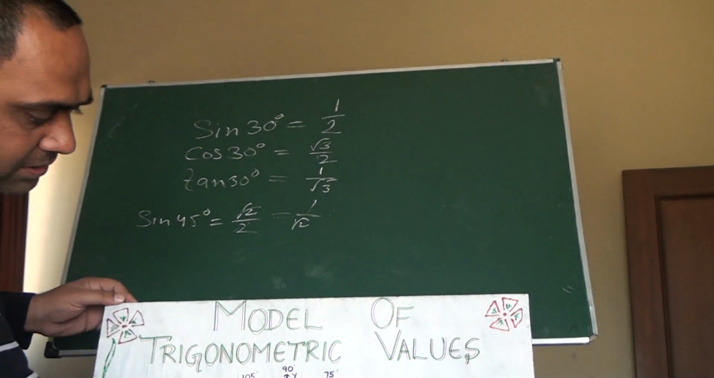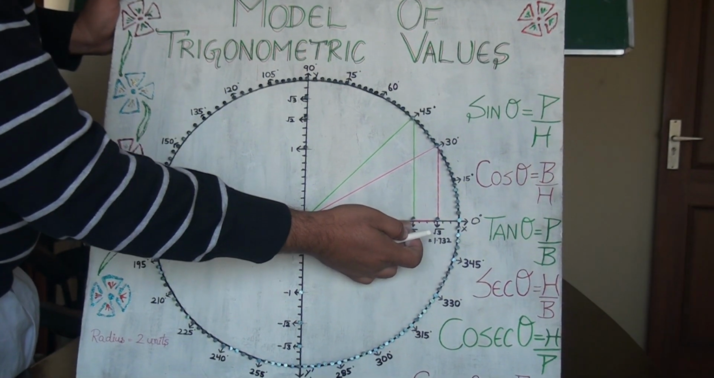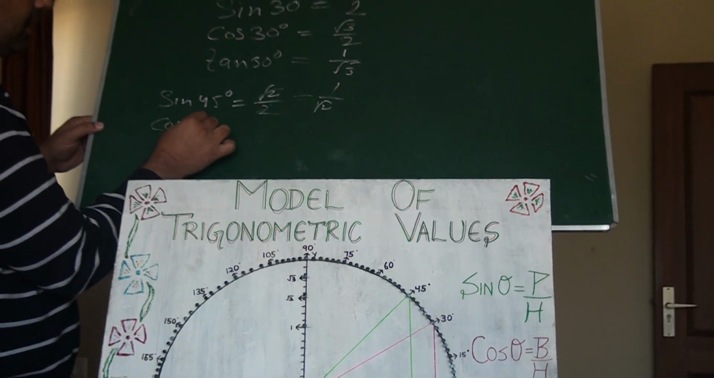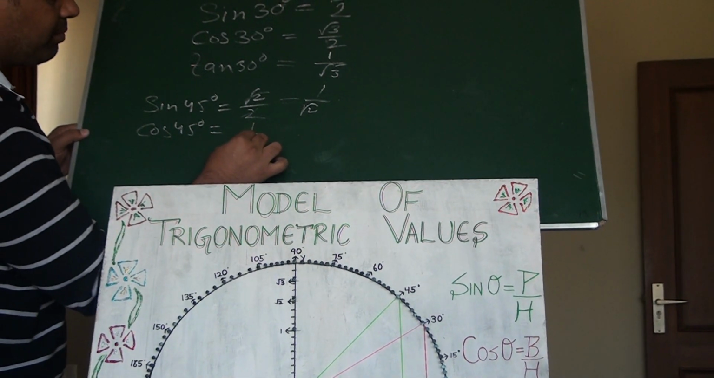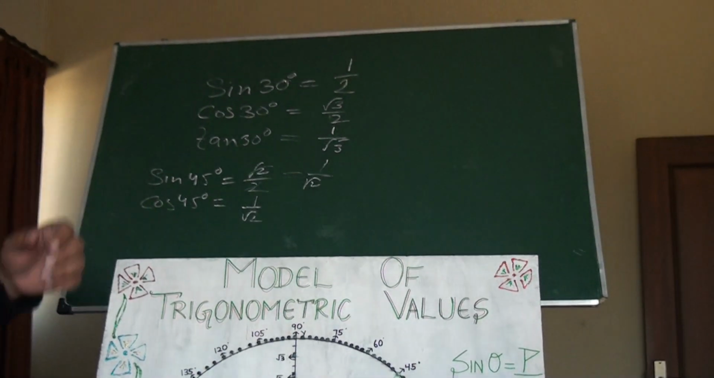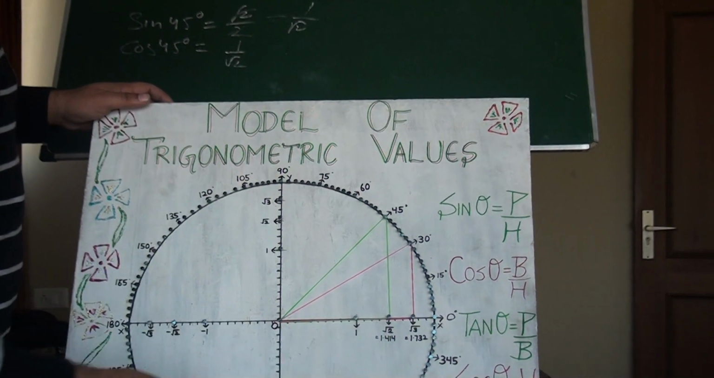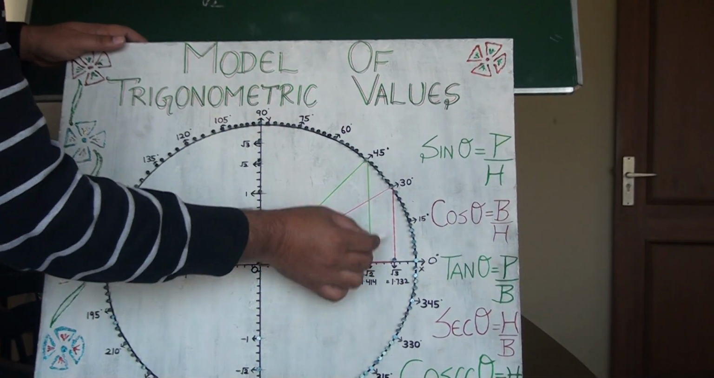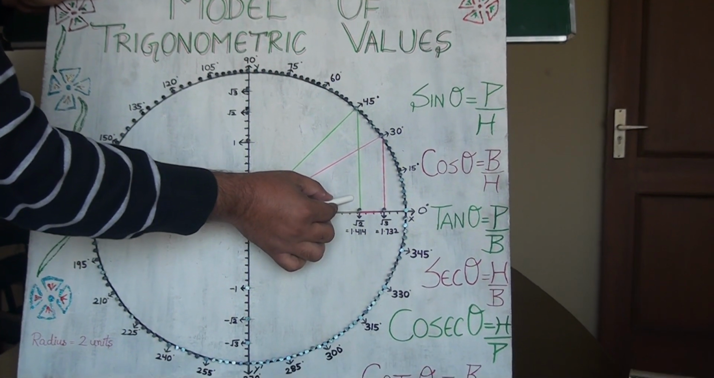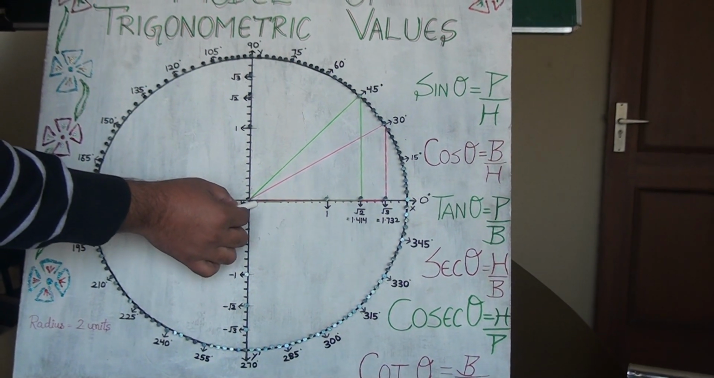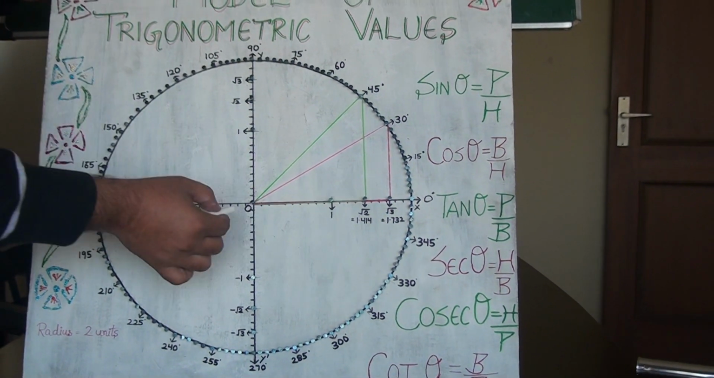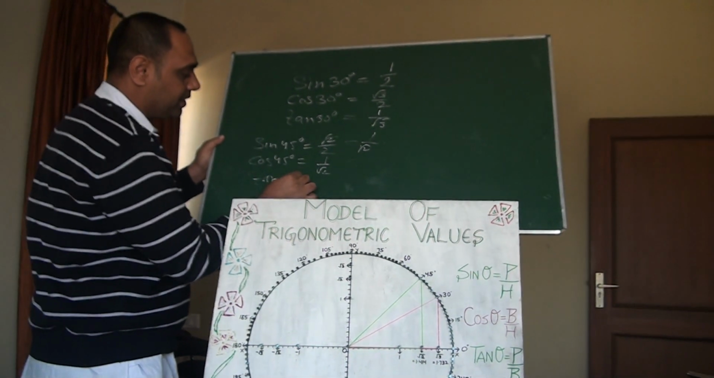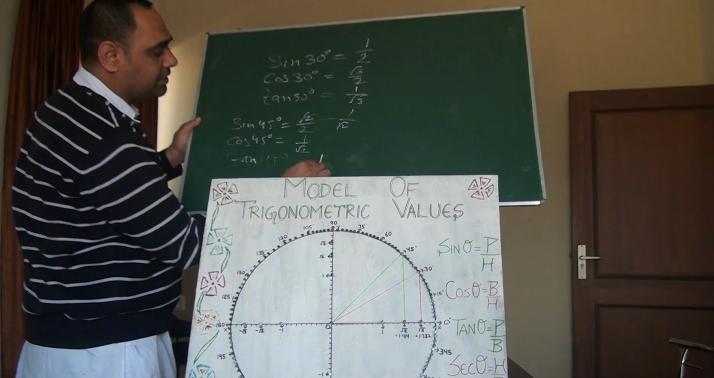Similarly, cos 45 degrees is equal to root 2 upon 2. Therefore, cos 45 degrees is also equal to 1 upon root 2. And tan 45 degrees is perpendicular upon base. The perpendicular is equal to root 2 and the base is equal to root 2. Therefore, tan 45 degrees is equal to root 2 upon root 2, which is equal to 1.